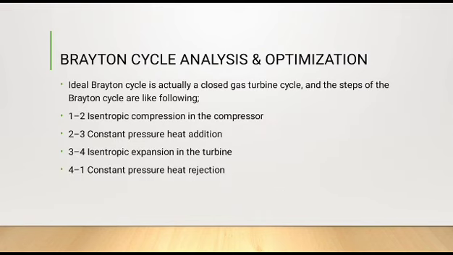It consists of 4 processes. The ideal Brayton cycle is actually a closed gas turbine cycle, and the steps of the Brayton cycle are like the following. From process 1 to 2, isentropic compression in the compressor. The air is compressed isentropically from P1 to P2 during this process. The second process is constant pressure heat addition, 3 to 4 is an isentropic expansion, and 4 to 1 is a constant pressure process.